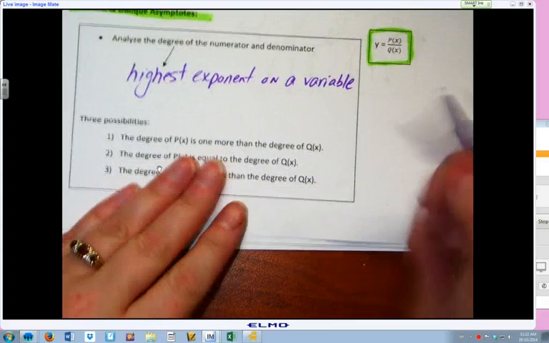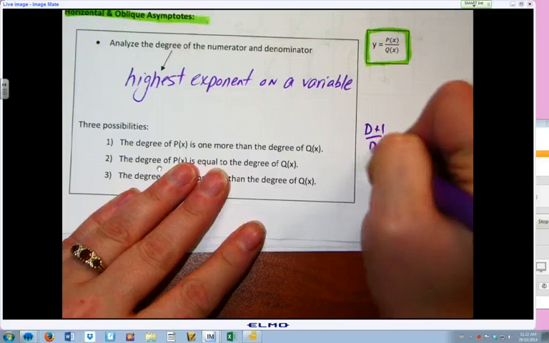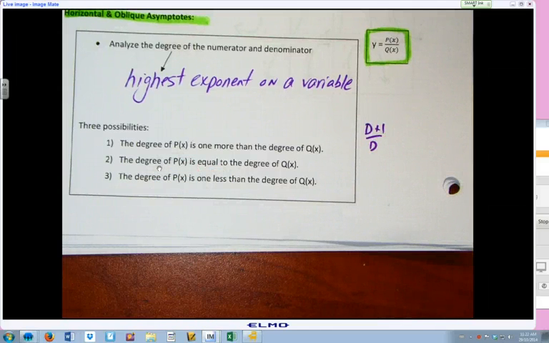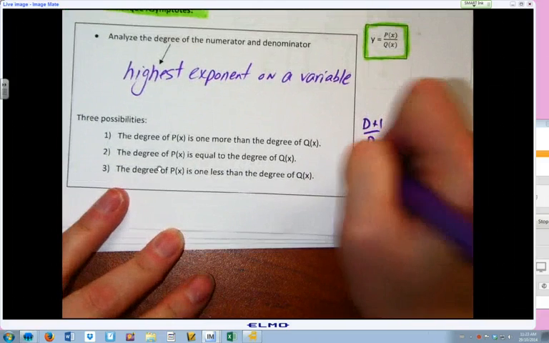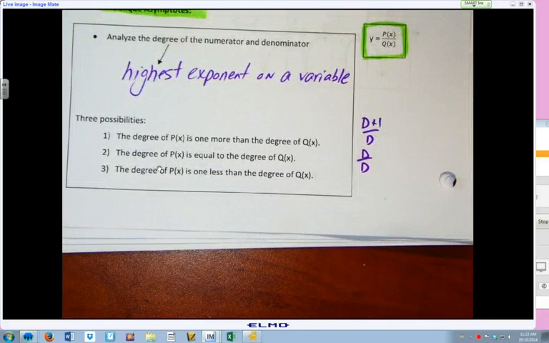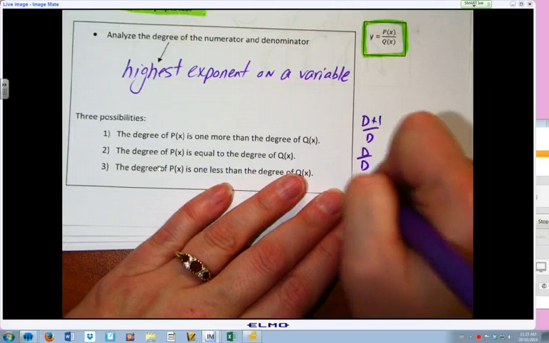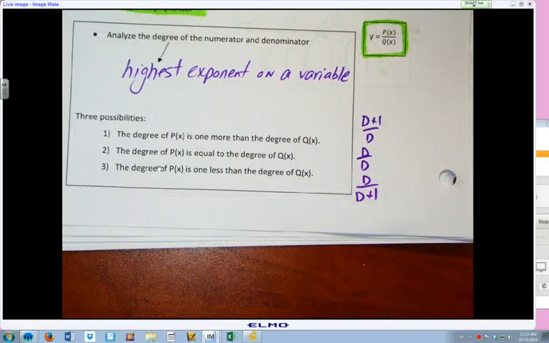The notation I use to remember is I say degree plus 1 over degree for the first situation. If that doesn't mean anything to you, then don't write it down. In my head, that reminds me the degree on the top is 1 more than the degree on the bottom. The second one I remember by d over d, meaning the 2 degrees are exactly the same. And the third one I remember is d over d plus 1, which means the top is 1 less than the bottom. If that makes sense to you, absolutely. So d minus 1 over d, if that makes sense in your head, put that in brackets.